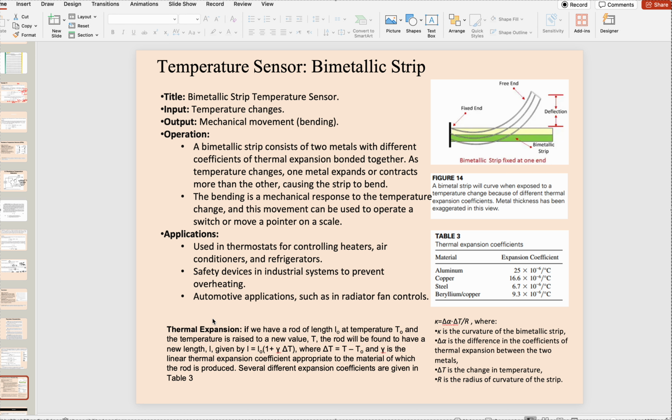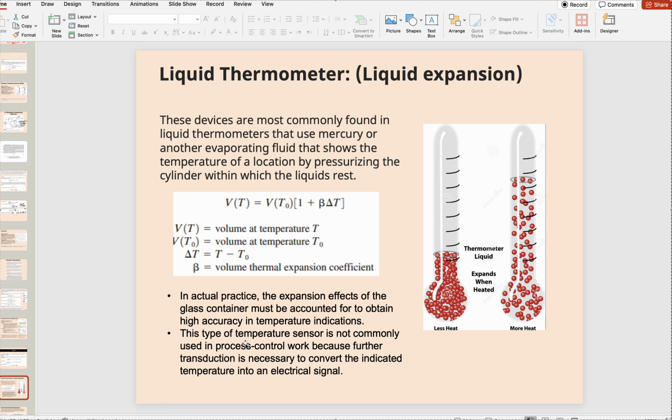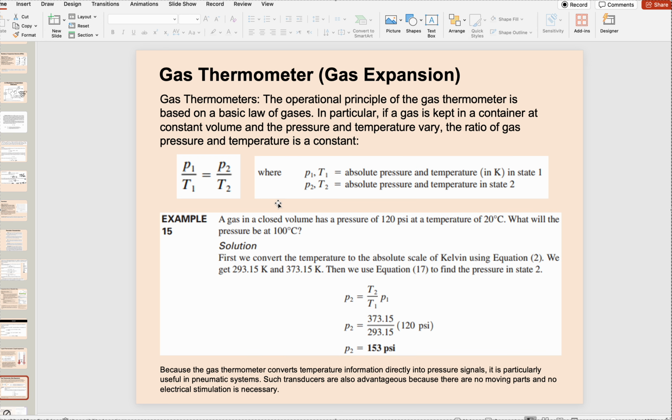This is just how much does it bend, which depends on the equation, which is L is equal to L naught into 1 plus gamma delta T, which is very similar to the resistance for the RTD, exactly the same concept as well. And this is just an example here for the calculation. This is exactly the same concept, where the volume is equal to volume naught times 1 plus beta delta T, exactly the same equation that we have.